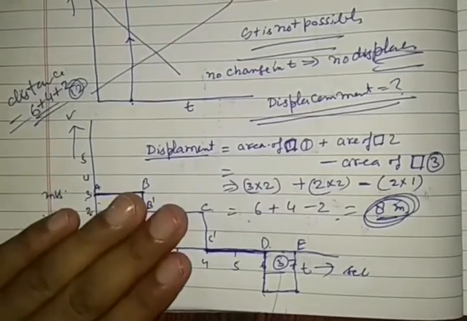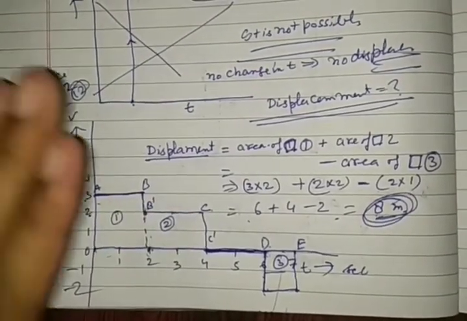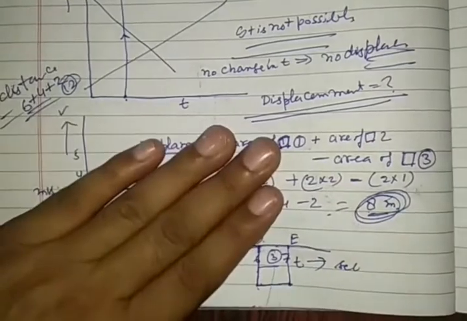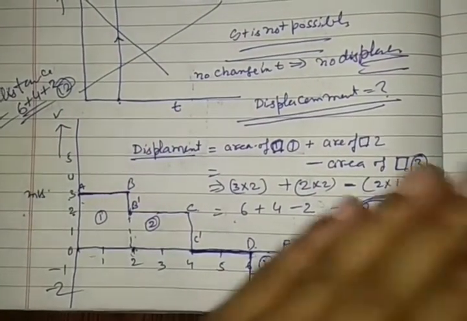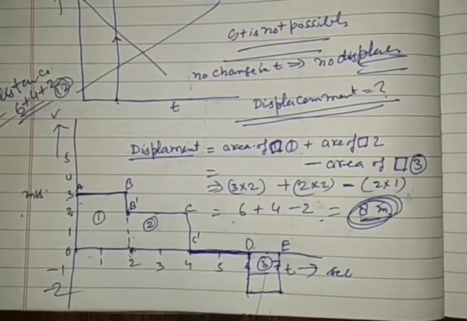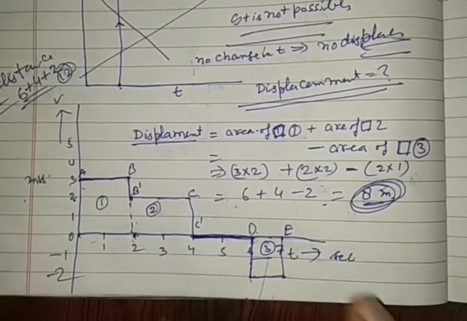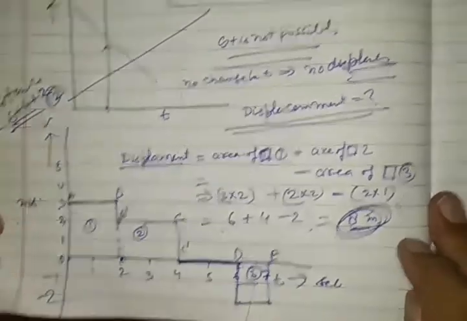So see, this is a graph. It shows that the body is moving with different speeds, and if it is given in the fourth quadrant, it means the body is moving back towards the initial point. So this must be clear to everybody.